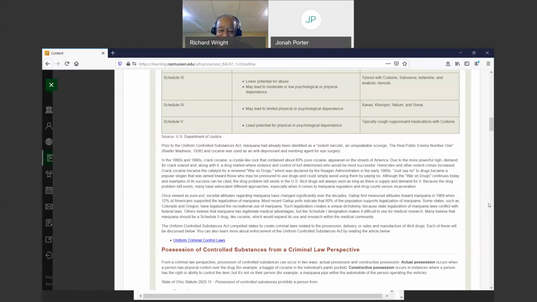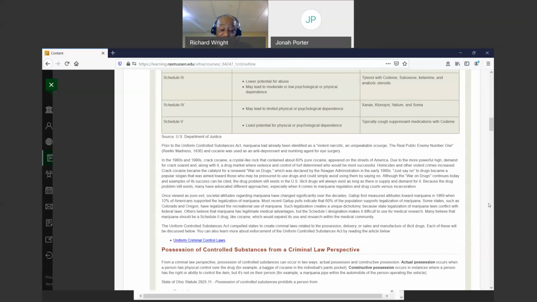And so it says some believe that marijuana has legitimate medical advantages, but the Schedule 1 designation makes it difficult for medical research. Many believe that marijuana should be a Schedule 2 like cocaine, which would expand its use in research. So that's what I was telling you. It's moving down from 1.